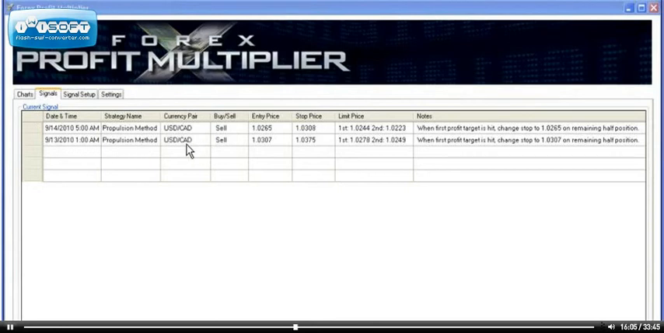Propulsion method, US CAD, sell at 1.0307 on a stop. Initial stop 1.0375. First profit target, second profit target. Again, when the first profit target is hit, change the stop to break even, zeroing out the risk in the trade, free trade status. Likewise, on the second alert, that was to sell at 1.0265 on a stop. Here's the initial stop. Scaling out in 2 steps. Here are the prices. And again, change the stop to break even on that remaining half position, zeroing out the risk in the trade.